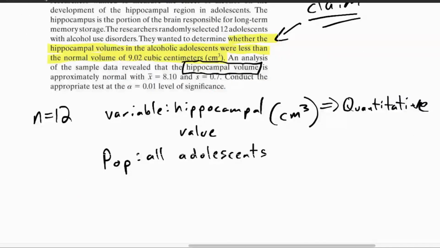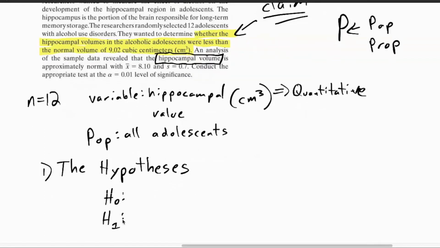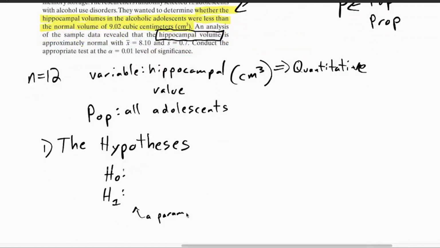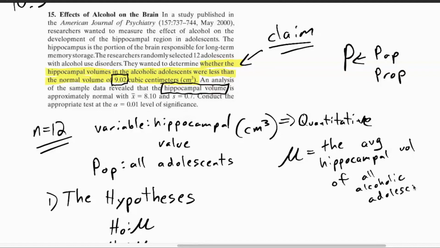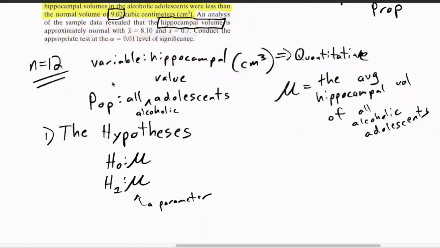If I'm doing this problem and stating the hypotheses, remember what the symbol for a population average is? Mu. Perfect. This is always about a parameter, so we are testing about mu. What's our number we're comparing mu to in this problem? 9.02. Mu is the average hippocampal volume of alcoholic adolescents. Actually, our population here is just alcoholic teenagers. We're comparing mu to the normal volume of people that don't drink a bunch of alcohol, and we're wondering, is it the same?